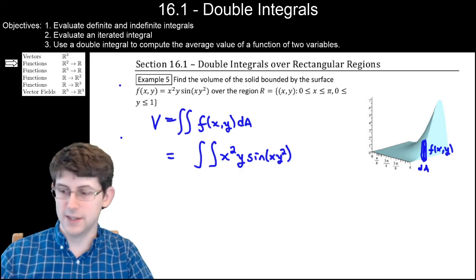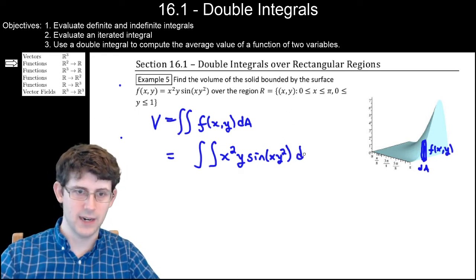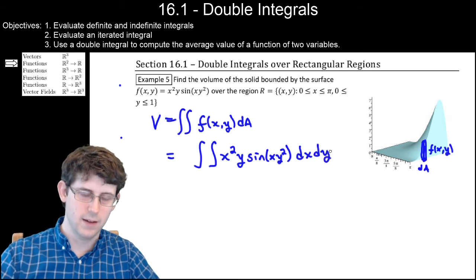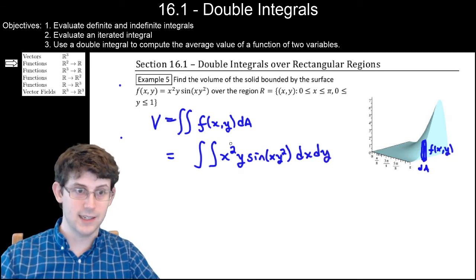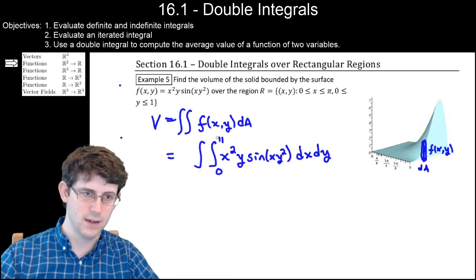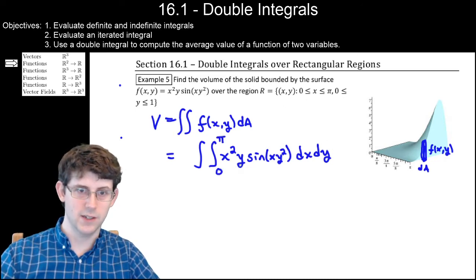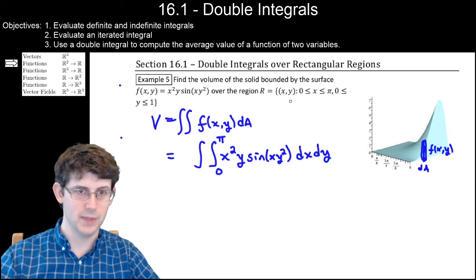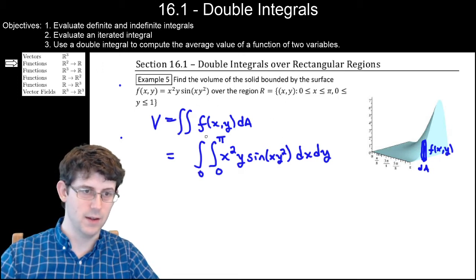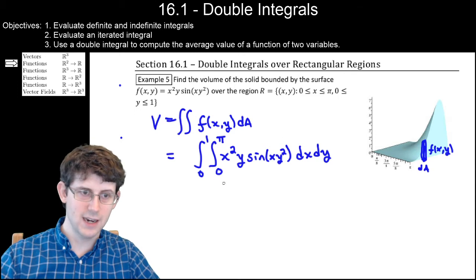Well, let's just try one, and if it doesn't work, we'll do it the other way. So I'll write dx dy. The inner integral is dx, so the inner bounds will be the x bounds, which are from 0 to pi. The outer integral is dy, so the outer bounds will be the y bounds, which is from 0 to 1. Then we do the inner operation first. So I'll take this x integral.